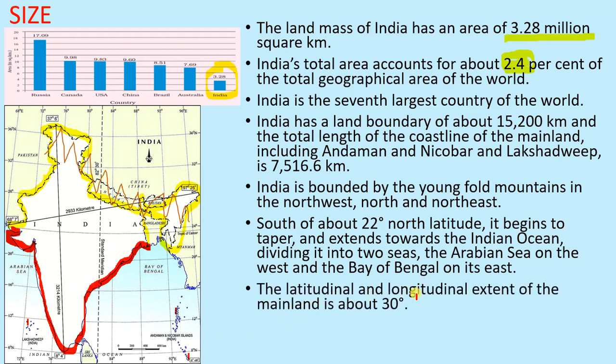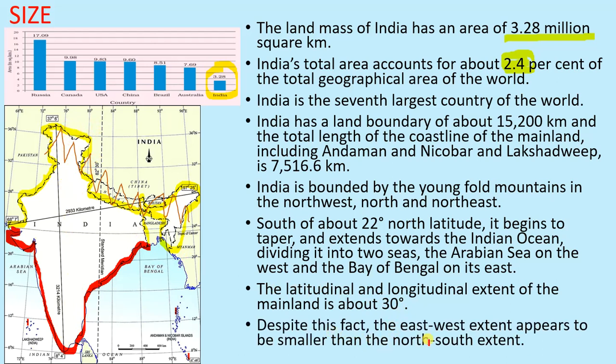The latitudinal and longitudinal extent of the mainland is about 30°. If we take the difference of 68 degrees 7 minutes and 97 degrees 25 minutes, it comes to about 30° difference, not exactly 30°, but approximately 29 point something. Similarly, the latitudinal extent, 37 degrees 6 minutes and 8 degrees 4 minutes, if we subtract, is also about 29 point something degrees. So that is almost a 30° difference.